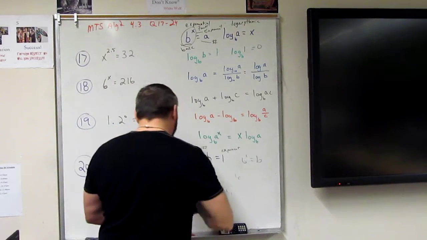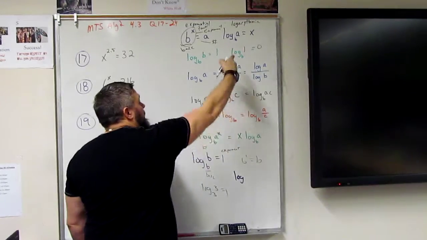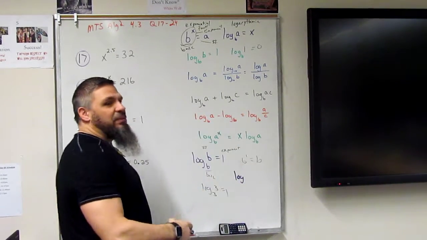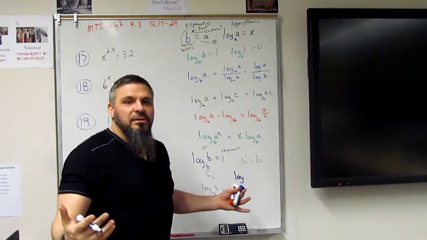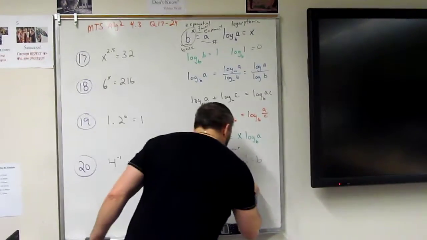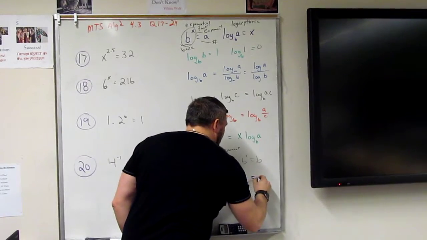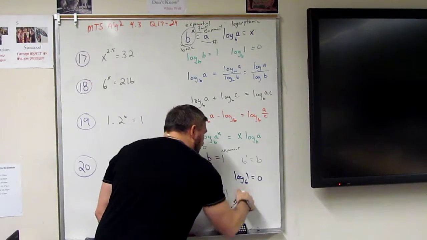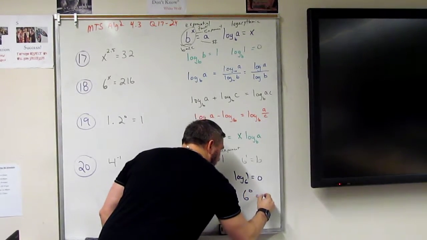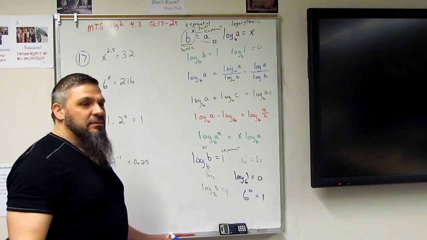So again, if you took the log base b, it could be anything. Give me a number, any number you want. 6. Raised to the 0 is going to be 1. In other words, my base 6 to the 0 power equals 1. That's all we're saying here.